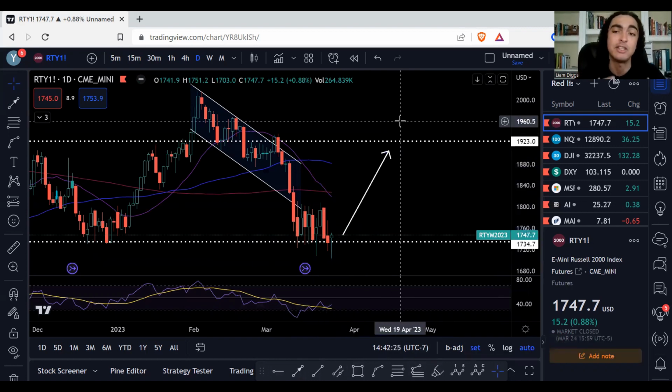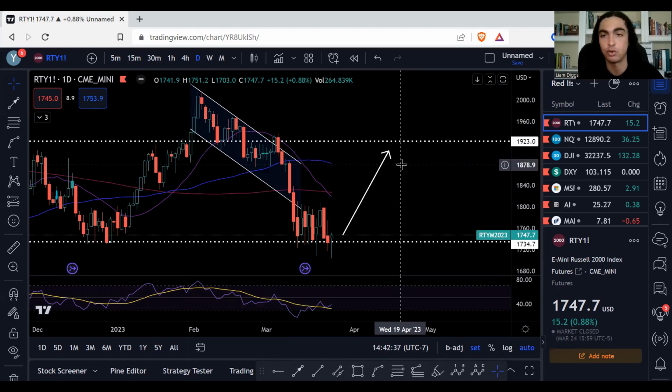Now, full disclosure, I do have a position open on the Russell 2000 currently for that exact reason. My target is going to be about $180, or about $18.80 if you're trading futures.